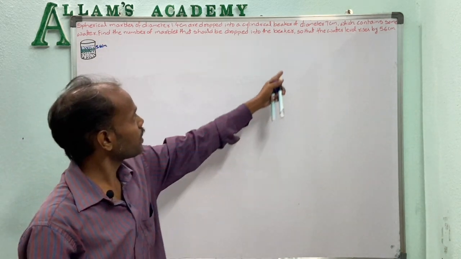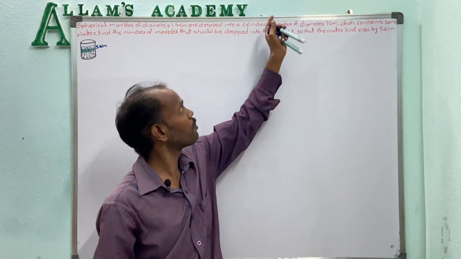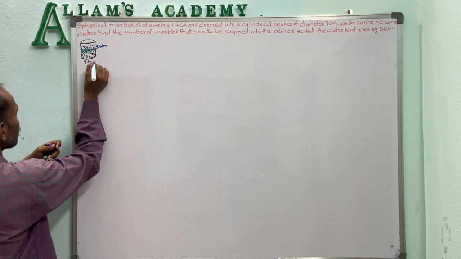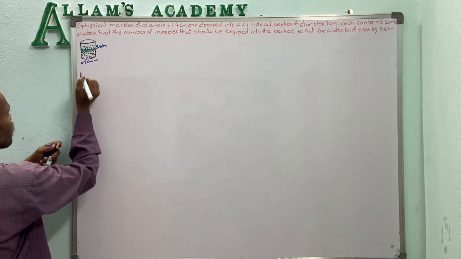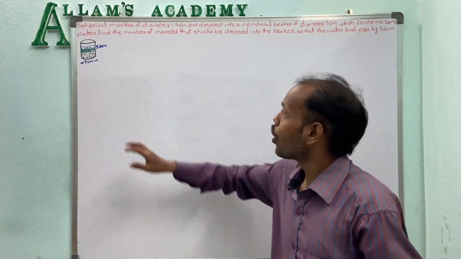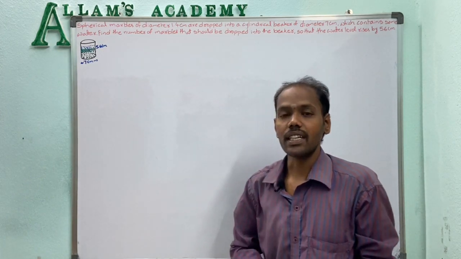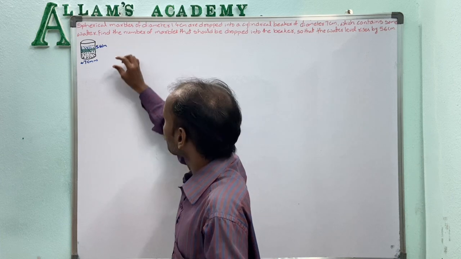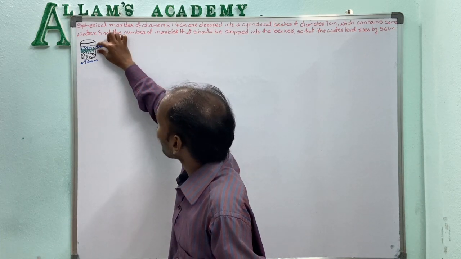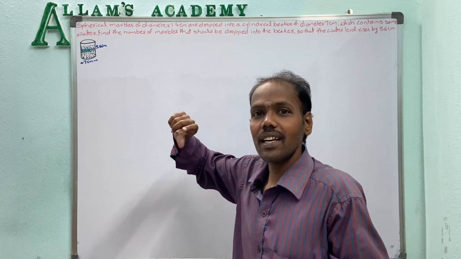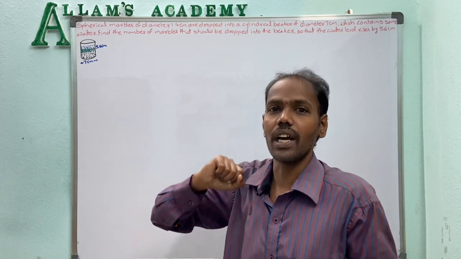And the diameter of the cylindrical portion is 7 centimeters, given. Now here we have to find how many marbles are dropped. That is the question asked here. That means here we want to find how much the water level is increased. So we have to find the volume of that increased water level.